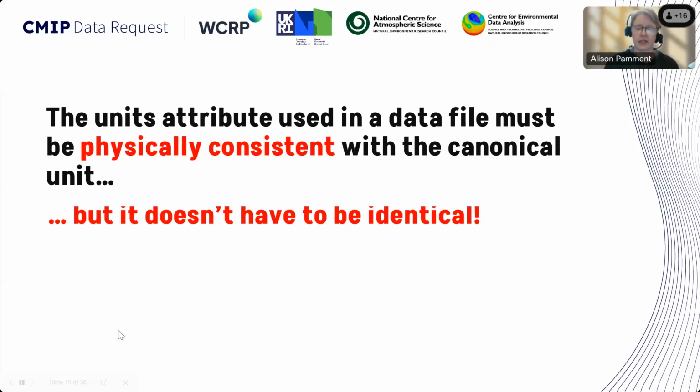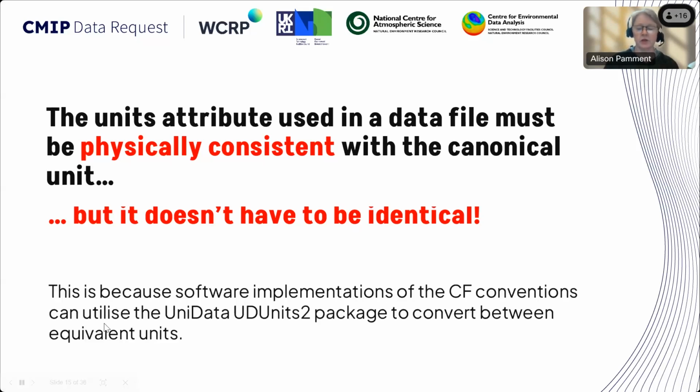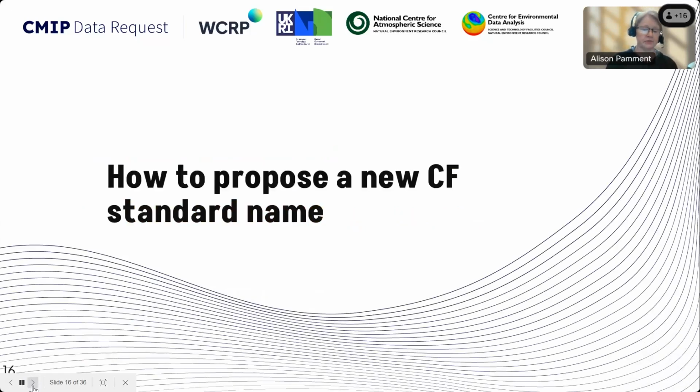The reason that's okay is because any software that implements the CF conventions will rely on a particular software package called UDUnits, or it's UDUnits 2, and that will convert between equivalent units. So when software is checked for compliance with the CF metadata conventions, as long as you've got units in there that are compliant with the canonical units, that's okay. That will pass compliance checking.